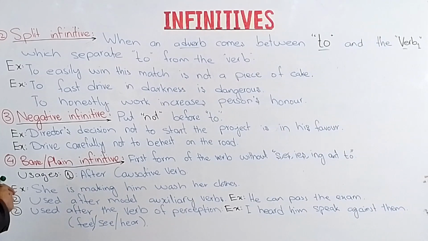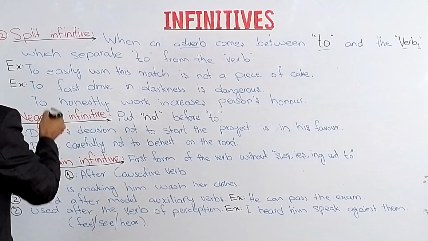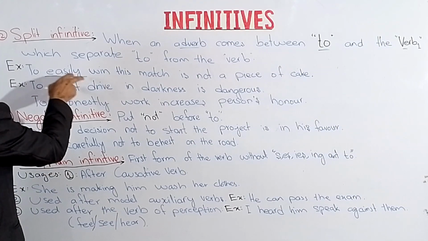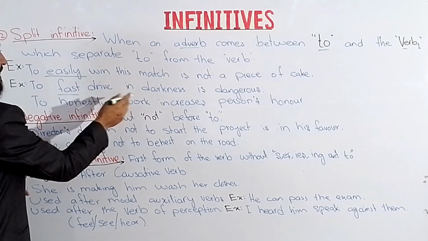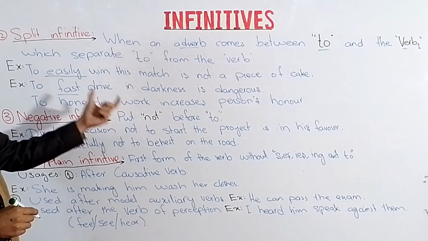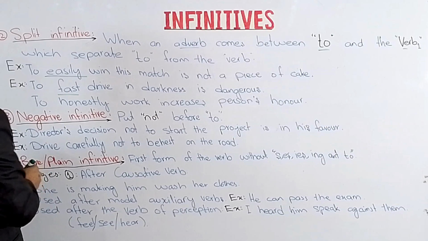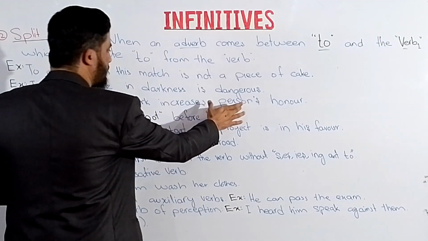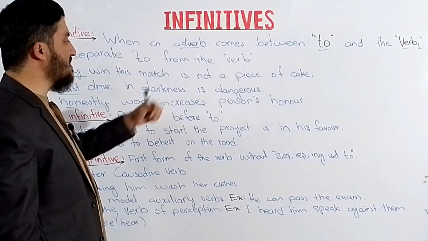Like for example, to easily win this match, it is not a piece of cake or is not an easy job. To easily, here easily is the adverb, ठीक है, which modifies the verb win. And the second sentence says that to fast drive in darkness is dangerous, ठीक है, अंधेरे में गाड़ी चलाना खतरे का बायस बनता है, जल्दी या फास्ट चलाना. To honestly work increases a person's honor, ठीक है. ऑनेस्टली, ईमानदारी से काम करना इंसान की वकार बढ़ाता है या इंसान की इज्जत बढ़ाता है, ठीक है.